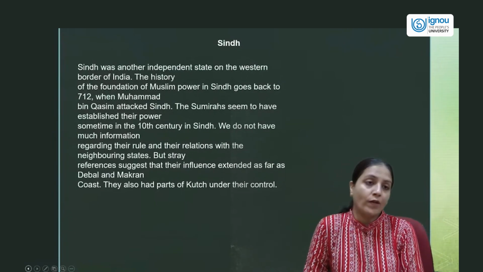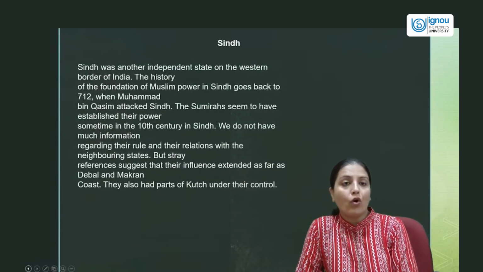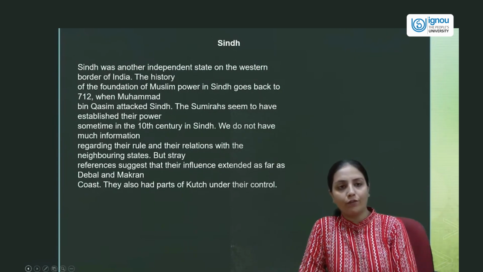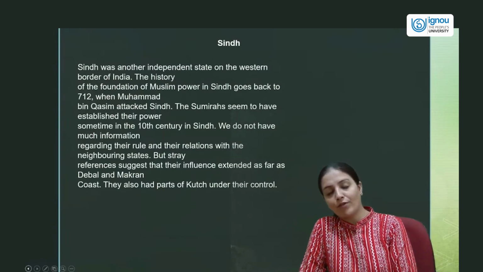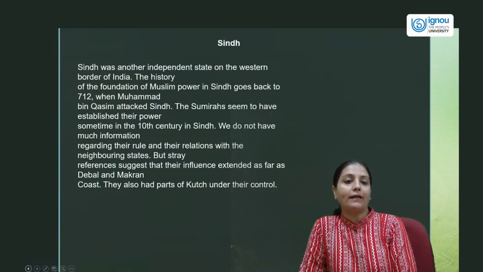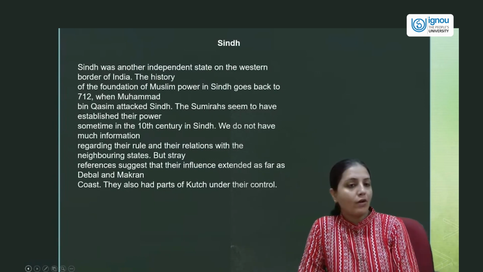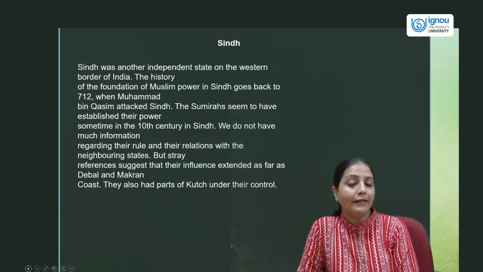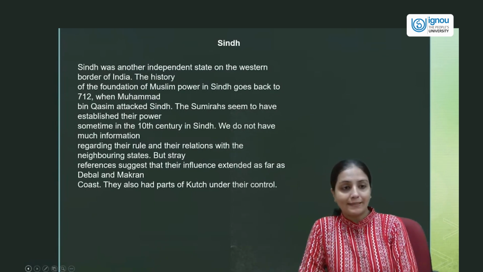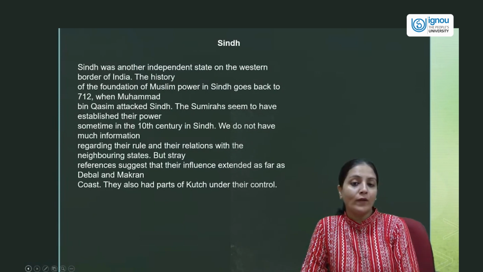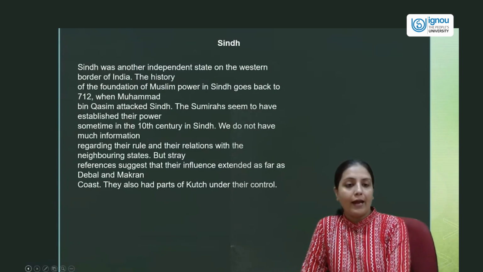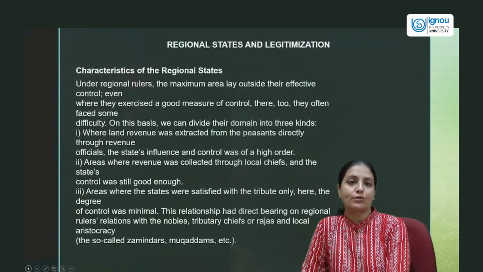Next is Sindh. Now we are going to study about Sindh. Sindh was another independent state on the western border of India. The history of the foundation of Muslim power in Sindh goes back to 712, when Muhammad bin Qasim attacked Sindh. The Sumiras seem to have established their power sometime in the 10th century in Sindh. We do not have much information regarding their rule and their relation with the neighboring states, but stray references suggest that their influence extended as far as Debal and the Makran coast. They also had parts of Kutch under their control.